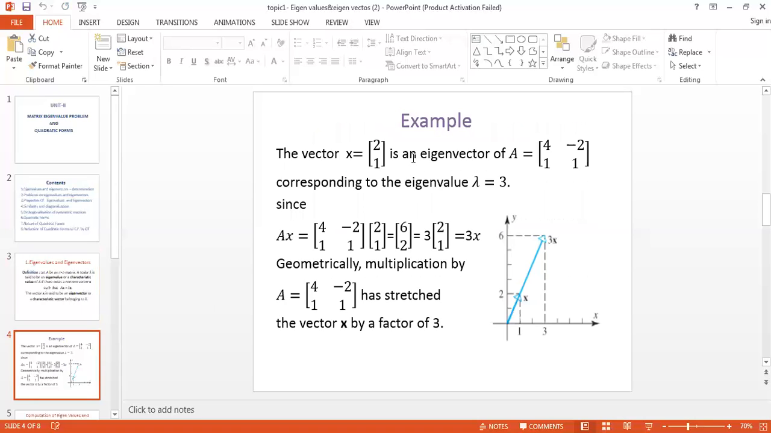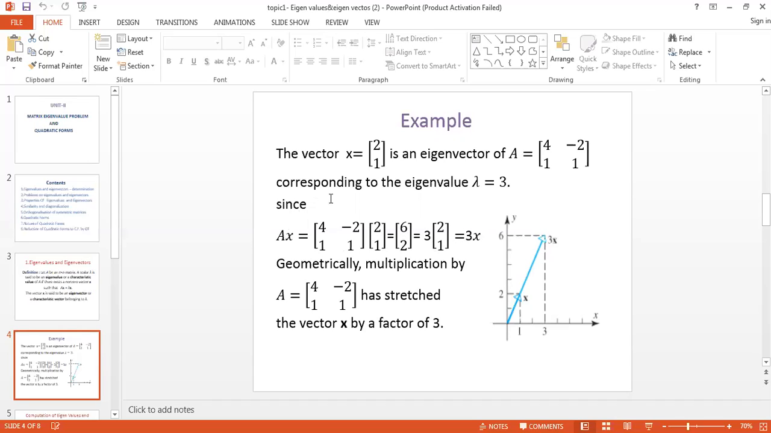So example. The vector x equals (2, 1) is an eigenvector of A equals [4 -2; 1 1]. So first I am computing Ax. Ax equals [4 -2; 1 1] times (2, 1). By matrix multiplication, this equals (6, 2). This we can write as 3 times (2, 1). So this is equal to 3x.